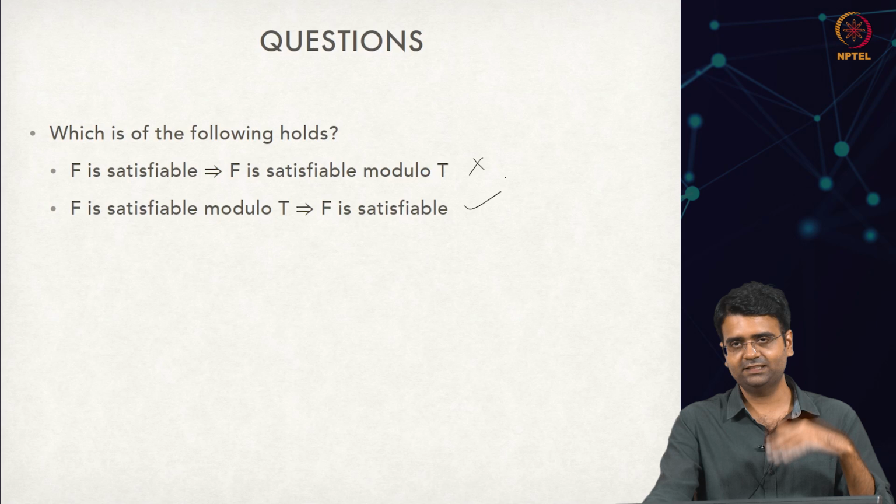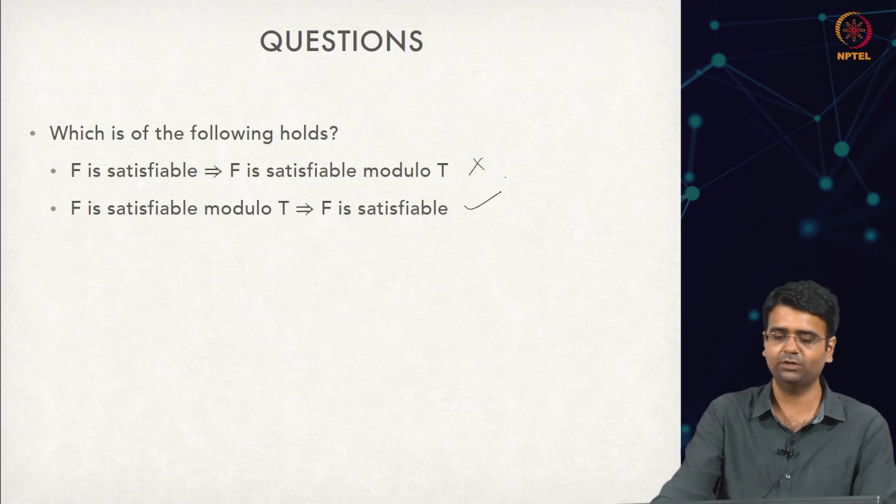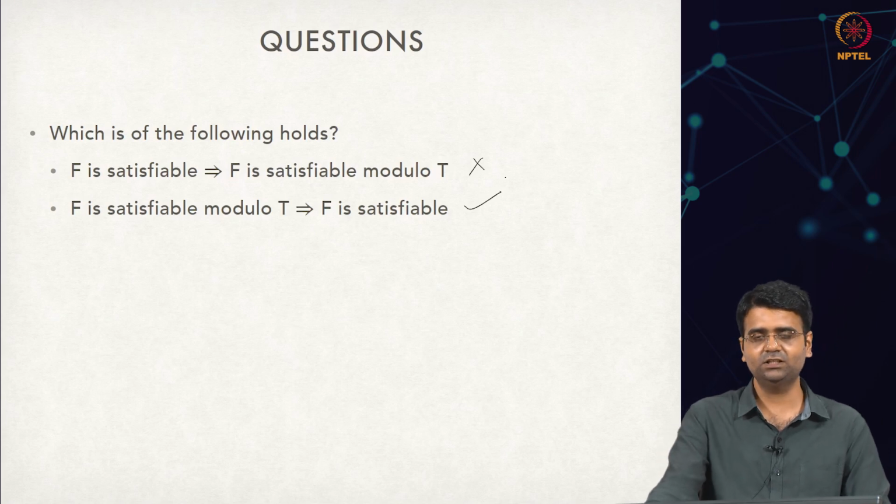Because there exists some interpretation. In fact, it's a special interpretation, a T interpretation, under which F is satisfied. F evaluates to true.